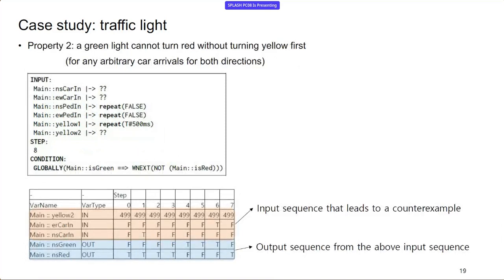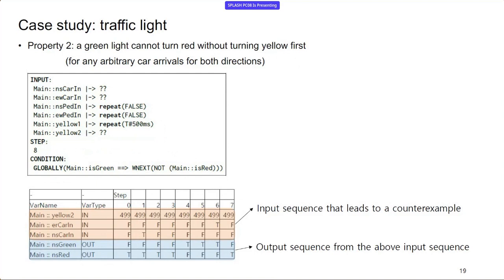And for the second property, all the other settings are similar, only the condition differs. If it is green, in the next cycle, it must not be red. And this time it returned a counterexample. These three rows are the input sequence that leads to the counterexample, and the bottom two rows are the output sequence from the above input sequence.